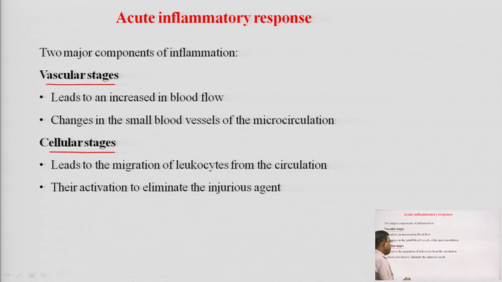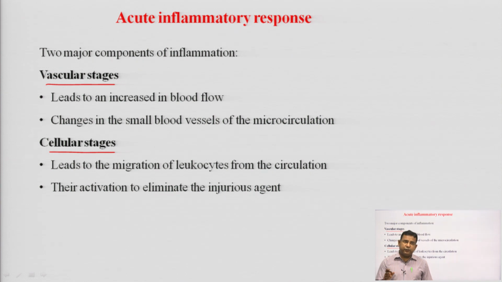And in the cellular stage, it leads to migration of leukocytes from the circulation. So, at the cell level, what will happen? It leads to the migration of leukocytes from the circulation and their activation to eliminate the injurious agent.